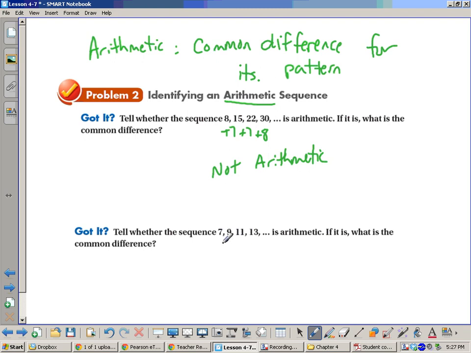So here's another example. We're going to add 2 to get 9, add 2 to get 11, and add 2 to get 13. So this is an arithmetic sequence, and the common difference for this sequence is plus 2.